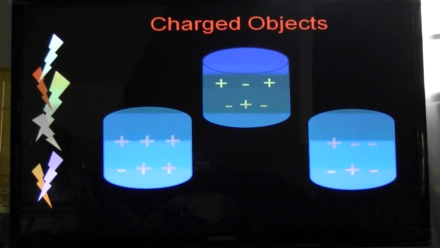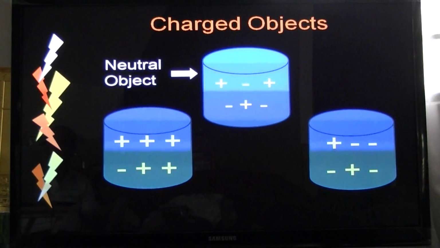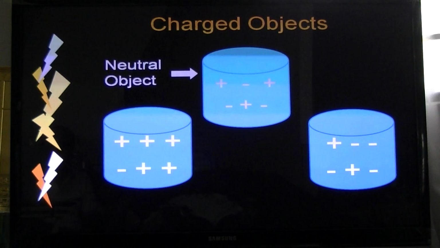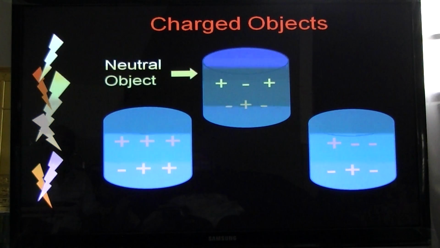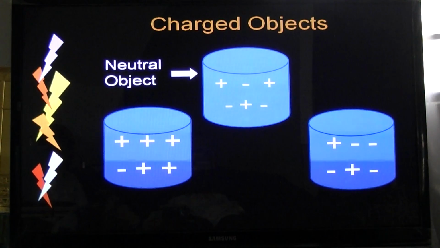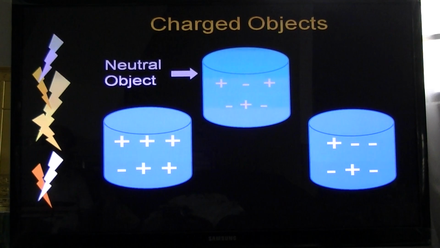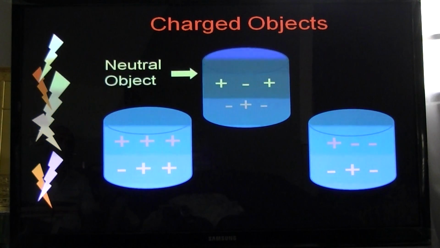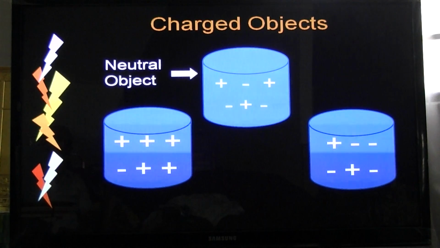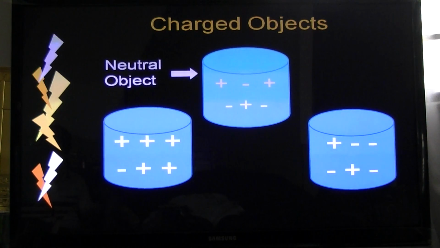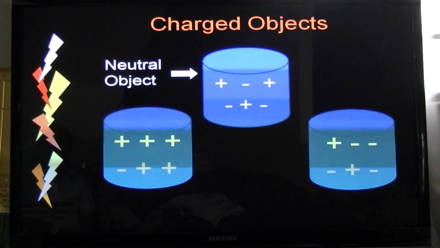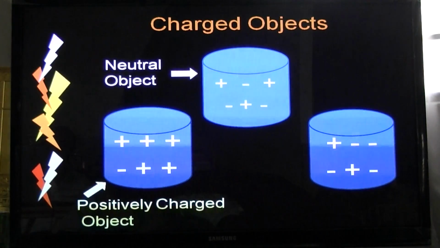Charged objects. If you look at this middle one, it's neutrally charged. Do you know why it's neutrally charged? If you look at the diagram, how many protons does it have, and how many electrons? It has 3 protons, the 3 plus signs, and 3 negative electrons. So they balance each other. 3 and 3 is equal. So it's neutral.